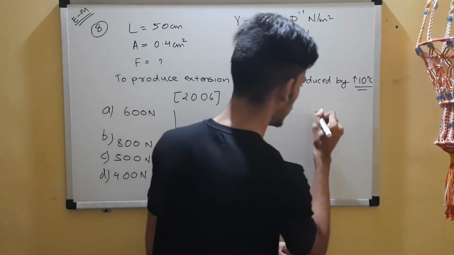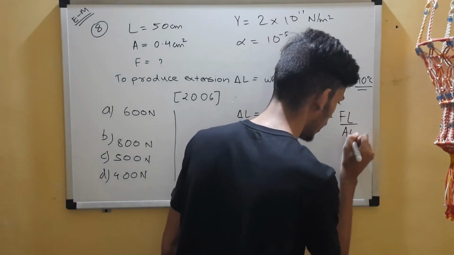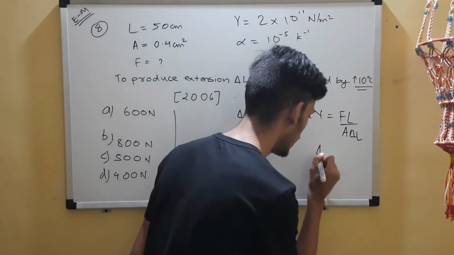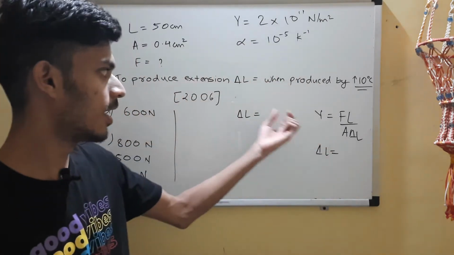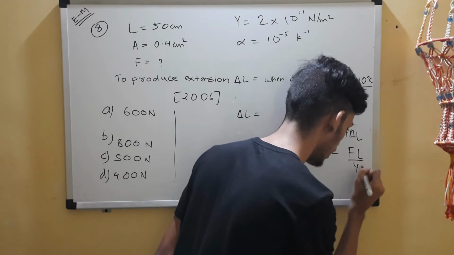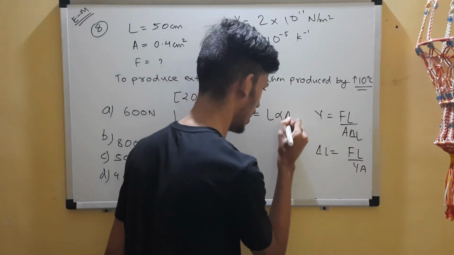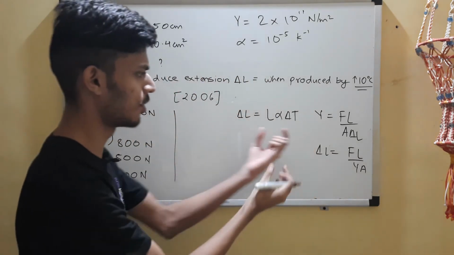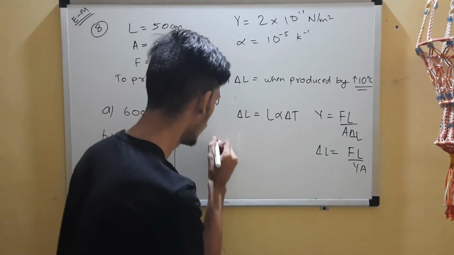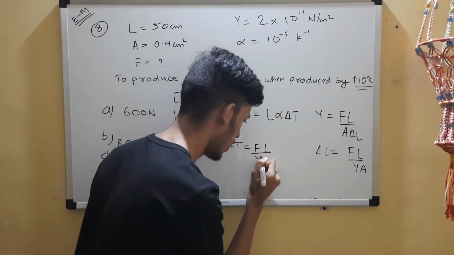First of all, let's write it for Young's modulus. Young's modulus is given as FL by A delta L. You remember the formula from the previous class, right? From here, we can write delta L as FL by YA. So this delta L is L alpha delta T. Now we have to just equate them. Equate this extension to this one, right? So L alpha delta T equals FL by YA.